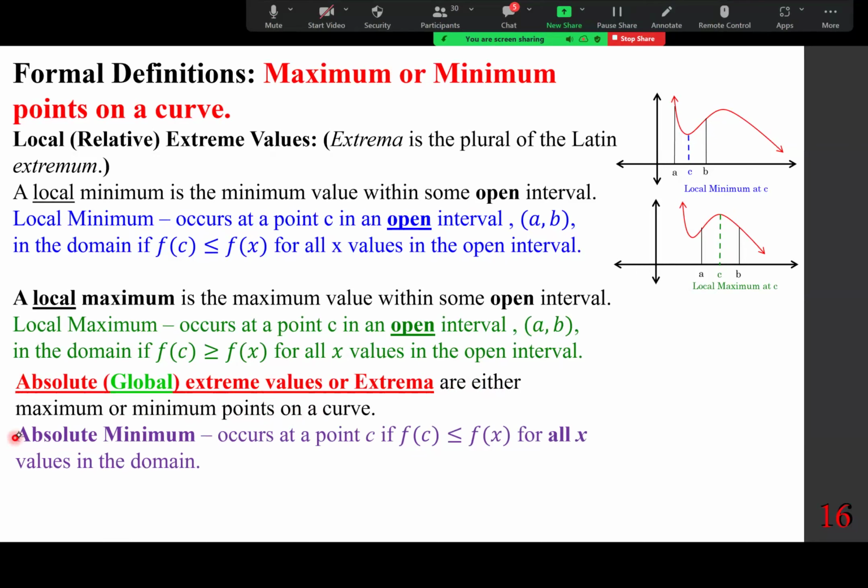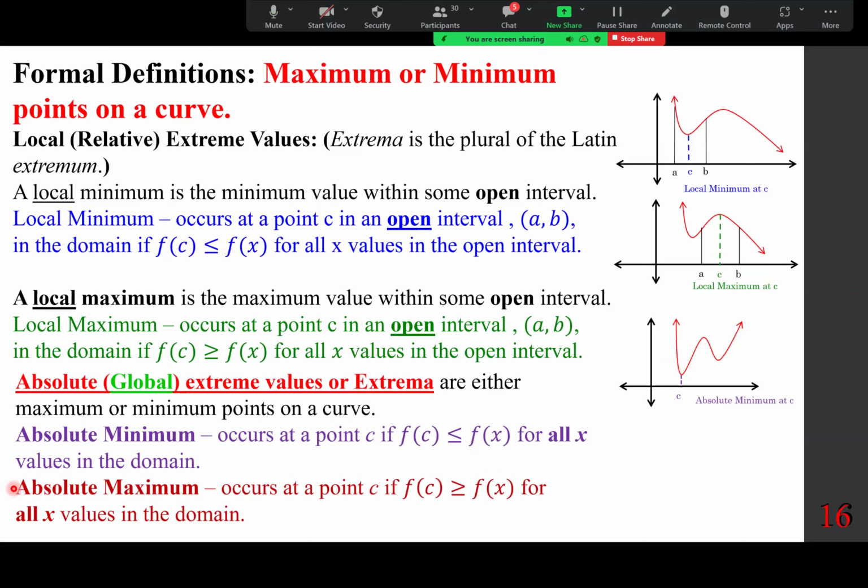Absolute minimum occurs at a point c if f of c is less than or equal to f of x for all x values in the domain. So, just to understand this: local min, local max, local min, local max, local min, local max, local min. This one is also the absolute minimum. Why? Because in the entire interval, this is the lowest point.